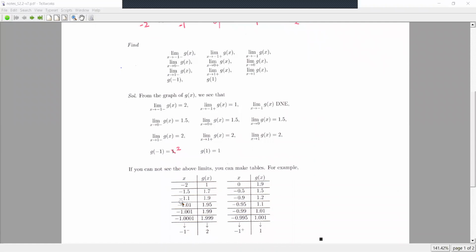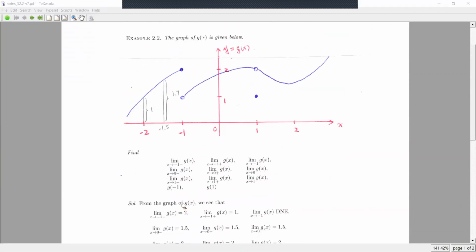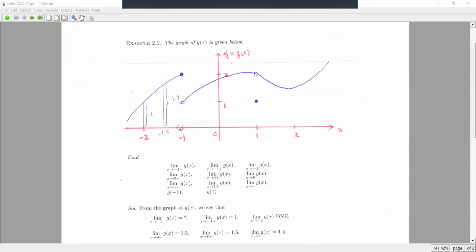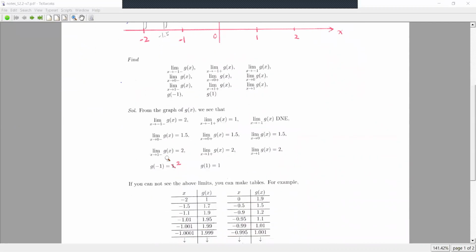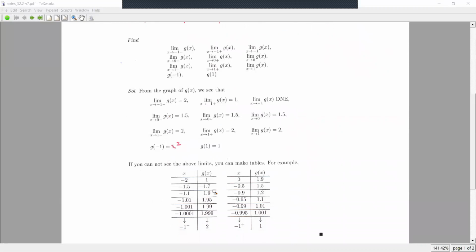Similarly, when x is -1.1, -1.1 is about here. Now, draw a vertical line from -1.1, then to the curve. This height, I guess, is about 1.9.